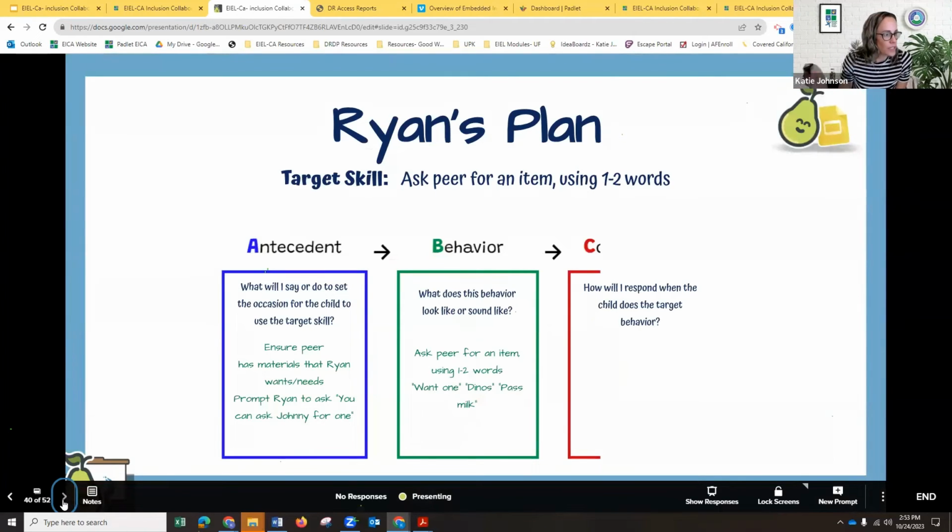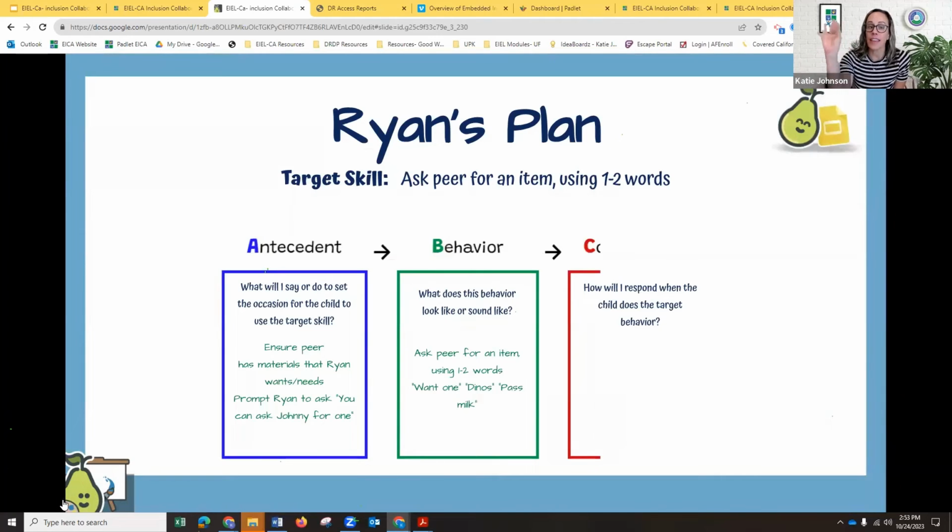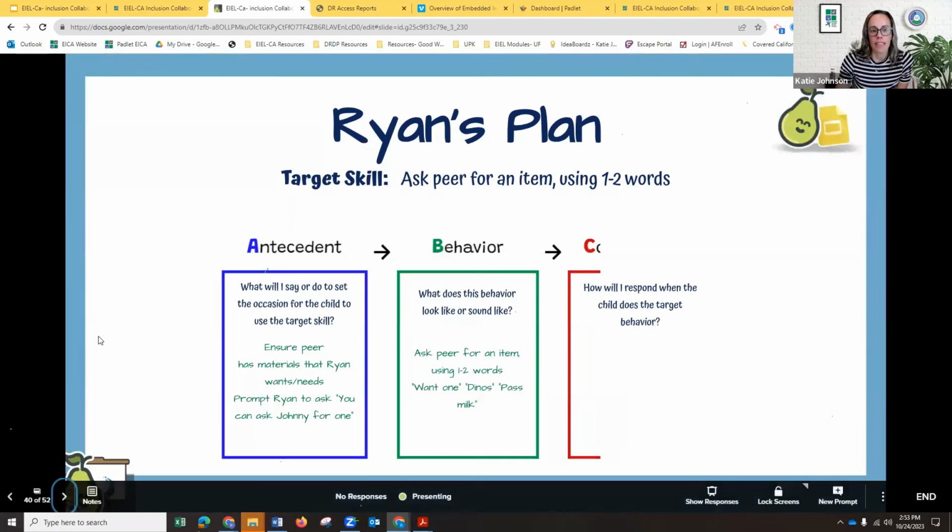Okay, so this one, you should be able to write on that. We're going to think about the consequence here. Ryan's target skill: ask a peer for an item using 1 to 2 words. The team said, okay, what we will do to set up the occasion so he'll use it is make sure that the peer has some of those materials that Ryan wants. And then we're going to prompt Ryan to say, hey, you can ask Johnny for one.